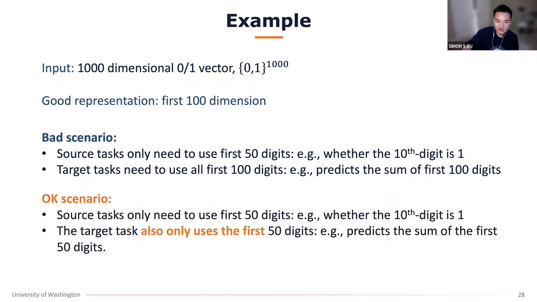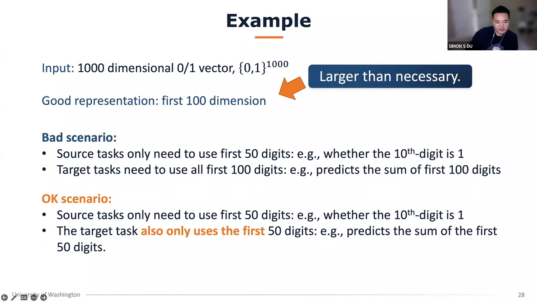However, if the target task also only uses the first 50 digits, although your dimension of the representation is still 100 dimensions, if your target task only uses the first 50 digits, you can still learn the ground truth representation for this particular target task. So here, this target task is not the worst case target task. It is still good with respect to this kind of source task. Okay, so this is not the worst case source task. And also notice that for this kind of scenario, you have some redundancy in the representation because here indeed you only need 50 digits.